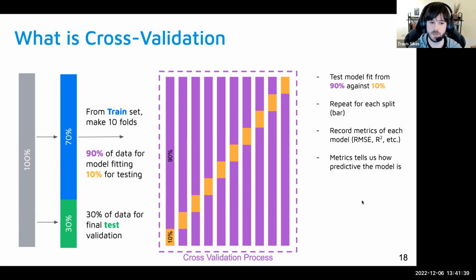Now, when we're testing, we can break that bar apart into 30% of it being used for the final test validation, and 70% of it being used to make K-folds. So then we're going to focus in on that blue bar, which goes into the cross-validation process. Let's say that we want to have 10 different folds. Within these folds, we would say that 10% of the data is being set aside for testing, and then 90% is what we're using to actually fit the model, fit the coefficients.